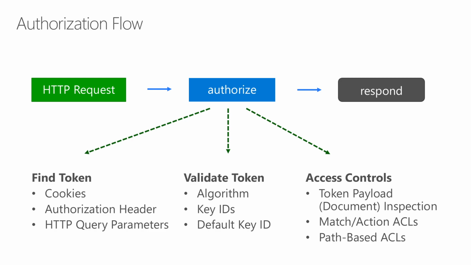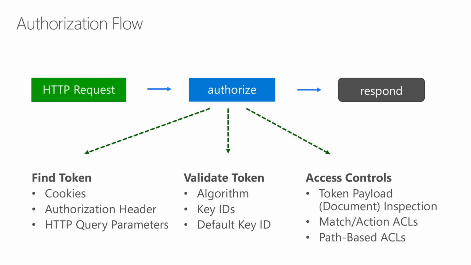So what does it mean to pass authorization? The plugin has to find a token in your HTTP request. It searches for the token in cookies, in the authorization header, or in HTTP query parameters. Once it finds the token, it validates the token. It validates that the algorithms and the key IDs match. If there is no key ID, meaning there is a default key ID 0, it validates that. It validates the signature.